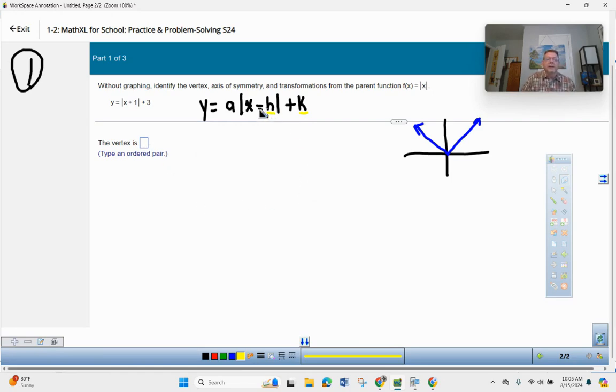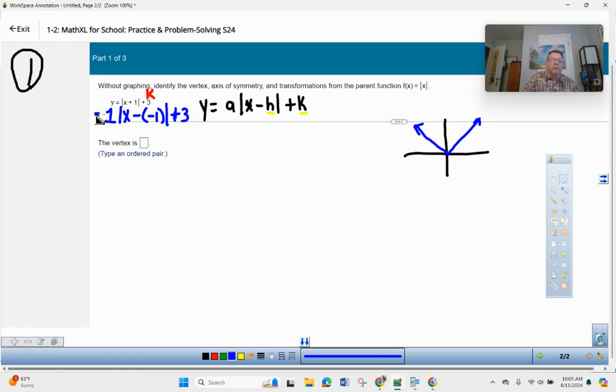Now, it would appear that k is equal to 3, right? It's in the 3 spot. And it would also appear that 1 is h. But if you'll notice, it says x plus 1, and this says x minus h. So in order for that to work, that's actually going to have to be rewritten as x minus -1, plus 3.